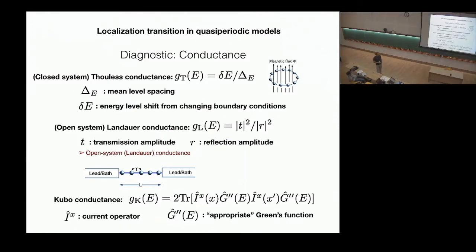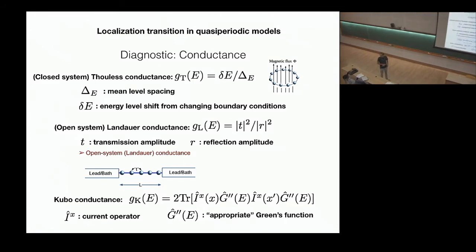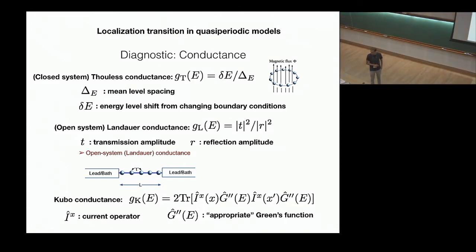It's actually related to just two different values of flux: phi equal to zero and phi equal to pi. Then you look at how the energy levels of the system change when you change the boundary conditions. If you have localized states, then the change in energy, delta E, should be rather small, because a localized state shouldn't care about what you're doing to the boundary. Whereas if you have delocalized states, then this shouldn't be small compared to the mean level spacing. So you're not switching on a time-dependent flux and looking at a current. You're just looking at two different boundary conditions and how the energies change.